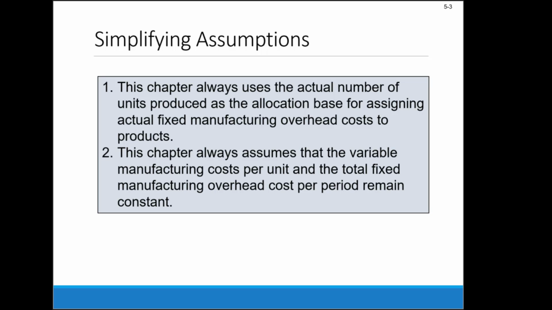So a couple of assumptions to keep in mind as we work through Chapter 6. We're going to assume for purposes of our different costing methods that the actual number of units produced is always going to be the allocation base for assigning actual fixed overhead costs. So we're not worrying about any capacity type issues there. And then second, we're going to assume that the variable cost per unit and the total fixed costs are going to stay constant per period. So this is in line with the cost behavior assumptions that we've been making really all semester so far.